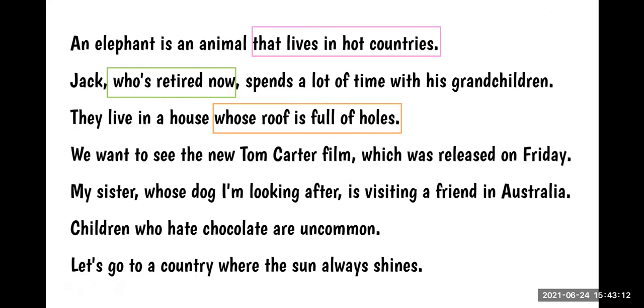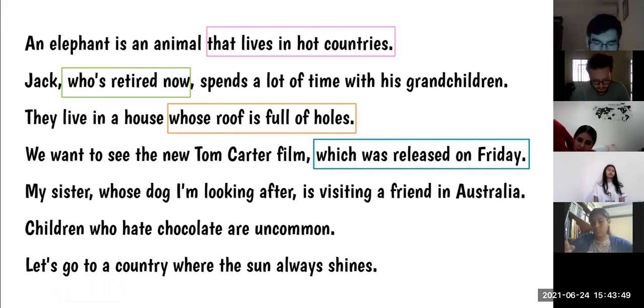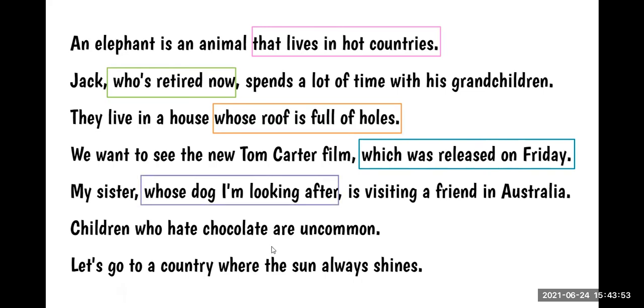¿Cuál sería la relative clause en la siguiente oración? We want to see the new Tom Carter film, which was released on Friday. ¿Cuál es la relative clause? Which was released on Friday. Esta es la relative clause, right? What about the next one? My sister, whose dog I'm looking after, is visiting a friend in Australia. What is the relative clause here? Whose dog I'm looking after. Children who hate chocolate are uncommon. ¿Cuál sería la relative clause? Who hate chocolate. Yes. Let's go to a country where the sun always shines. What is the relative clause? Where the sun always shines.